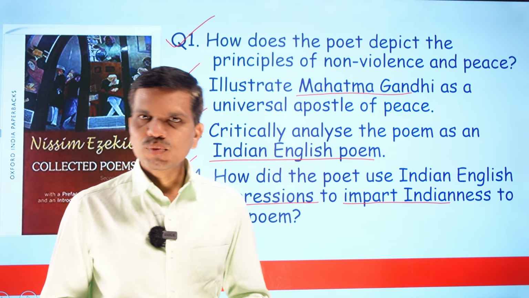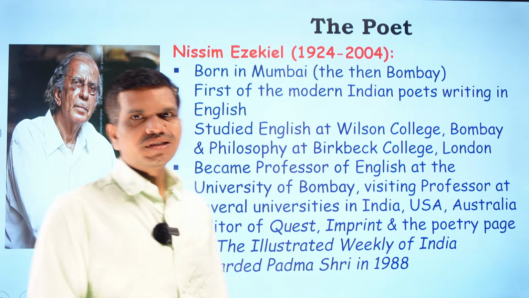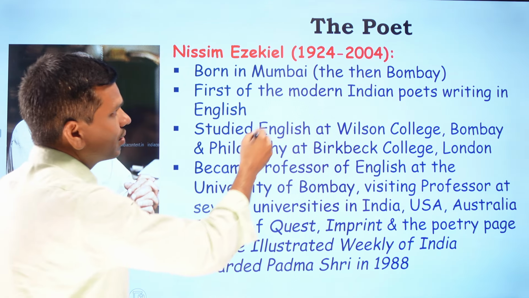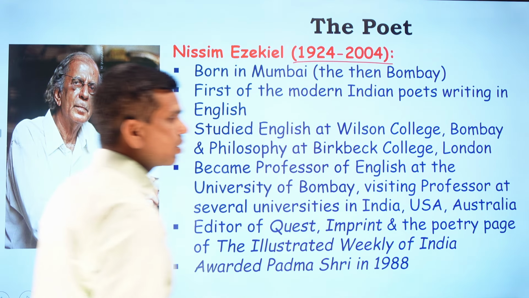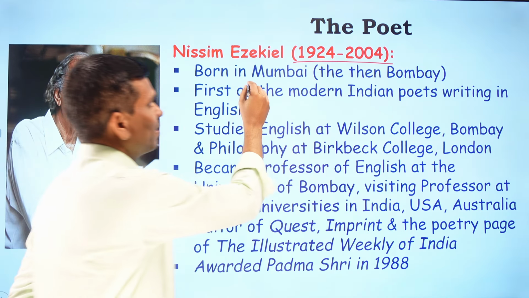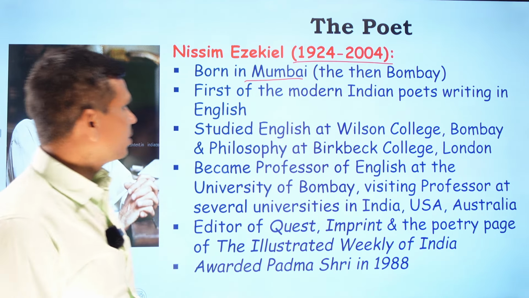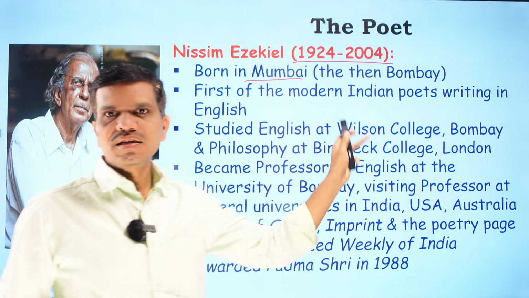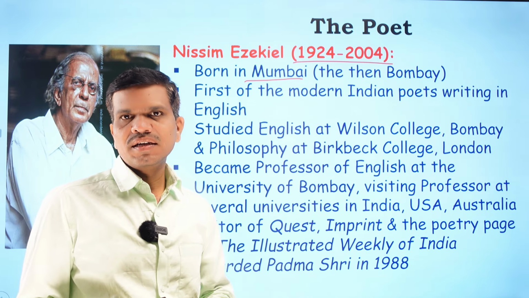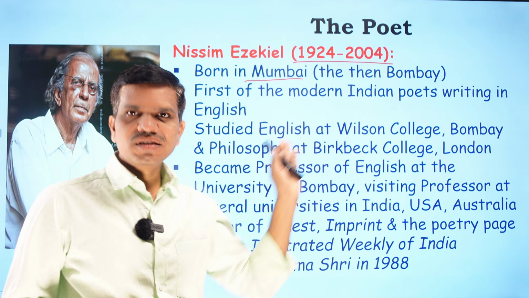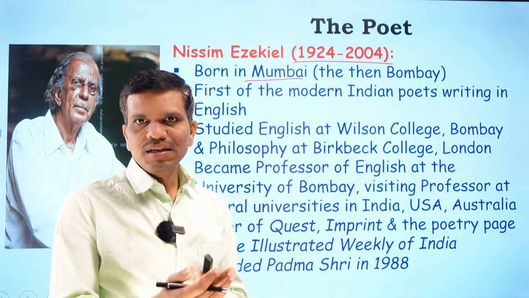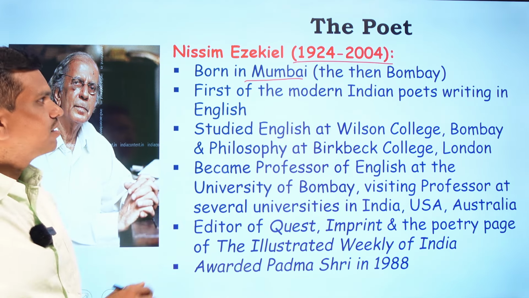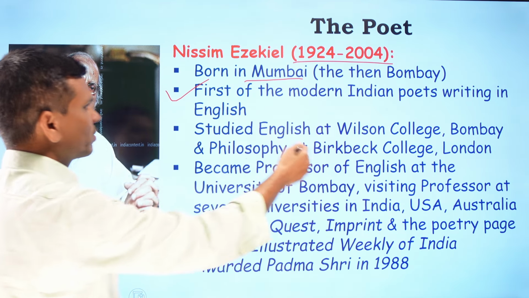Now, before starting the poem, let's understand the background of Nissim Ezekiel, the poet. Here we have the picture of Nissim Ezekiel. His lifespan is 1924 to 2004. He was born in Mumbai, then called Bombay. The poet is considered the first of the modern Indian poets writing in English. If you look at the history of Indian writing in English, you will understand the place of Nissim Ezekiel, because after post-independence we find he was one of the major poets writing in English, and hence he becomes the first modern Indian poet writing in English.